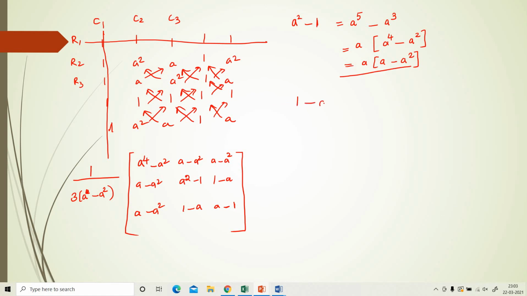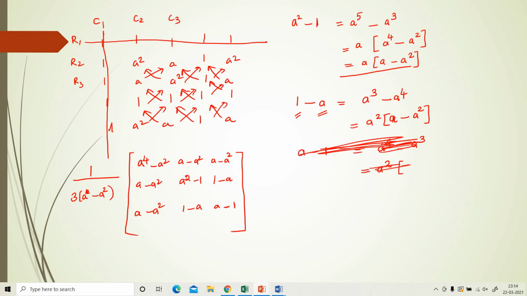And instead of 1 minus A, how to write? A cube. A cube is 1. How to write A? A is A power 4. Already I have explained A cube into A. Have to take A square outside. So A minus A square. Instead of 1 minus A, have to write like this. Next, this is A square minus 1 because this is A square. Next I have to rewrite this.